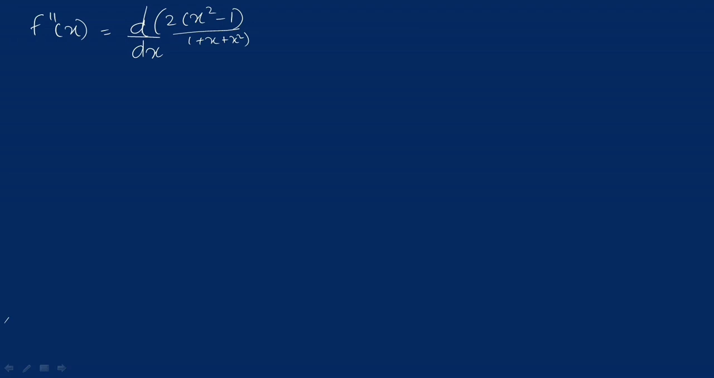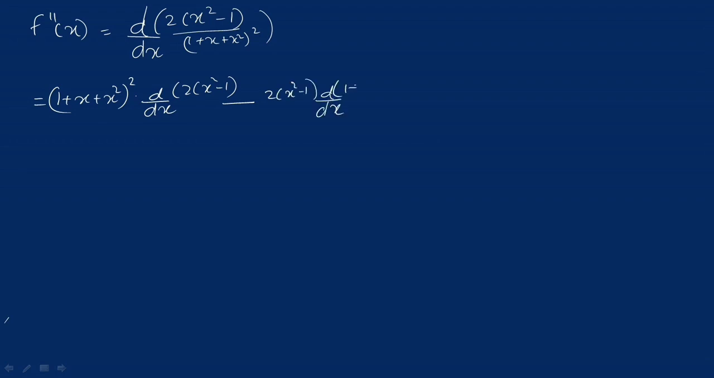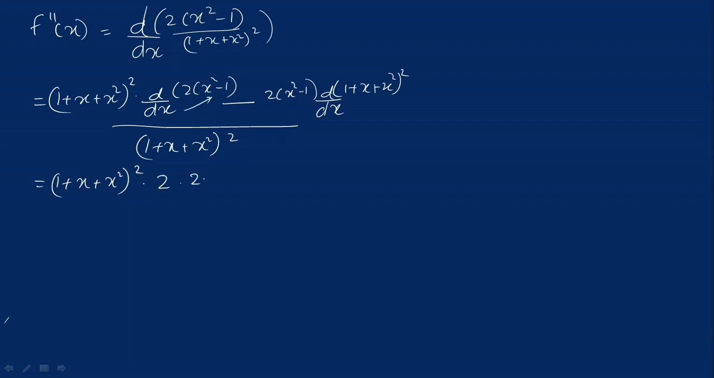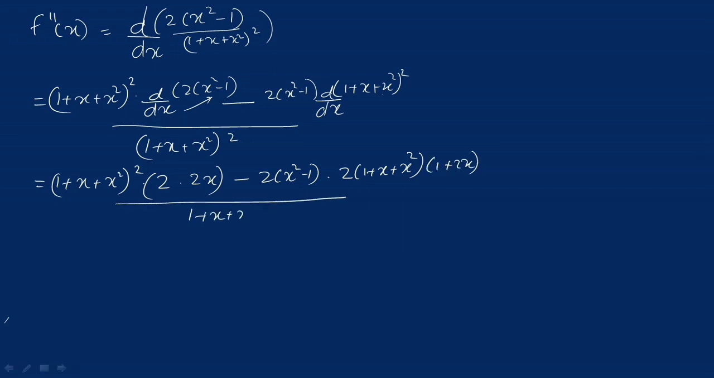Here we are applying the division rule again. So we have 1 plus x square whole square into d by dx of 2 into x square minus 1, minus 2 into x square minus 1 into d by dx of 1 plus x square whole square, divided by 1 plus x square whole square. Or we can write 1 plus x square into d by dx of 2 into x square minus 1, that is 2 into 2x, minus 2 into x square minus 1 into d by dx of 1 plus x square whole square, that is 2 into 1 plus x square into d by dx of 1 plus x square, that is 1 plus 2x, divided by 1 plus x square whole raised to 4.